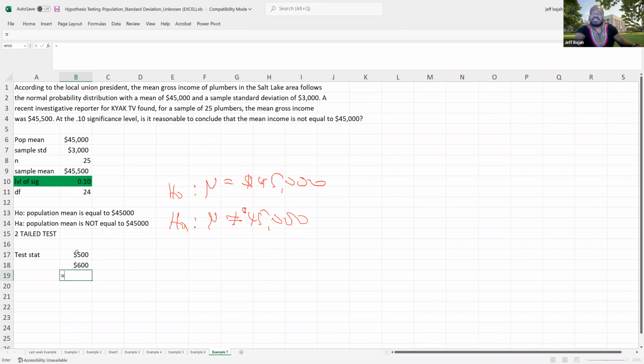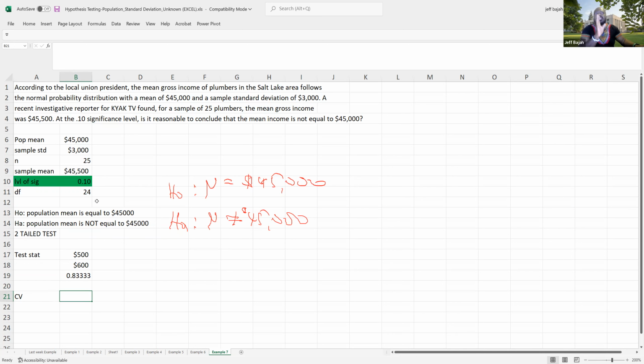And then we just divide between the two of them, until we get 0.8333. So that's our test stat. Now let's look at the critical value. We know for one that this is a two-tailed test. We know that our level of significance is 0.10, and we know that our degrees of freedom is 24.